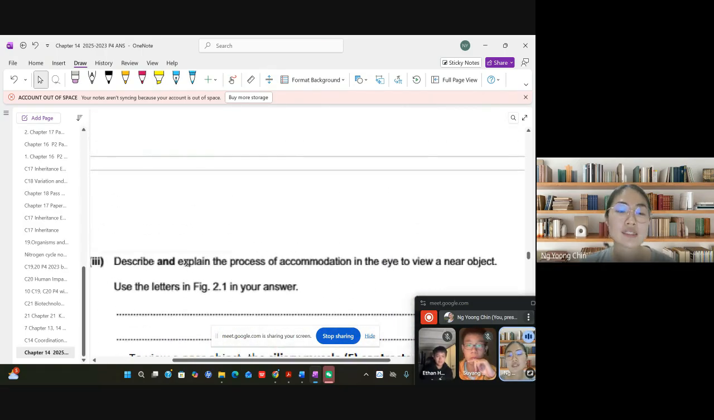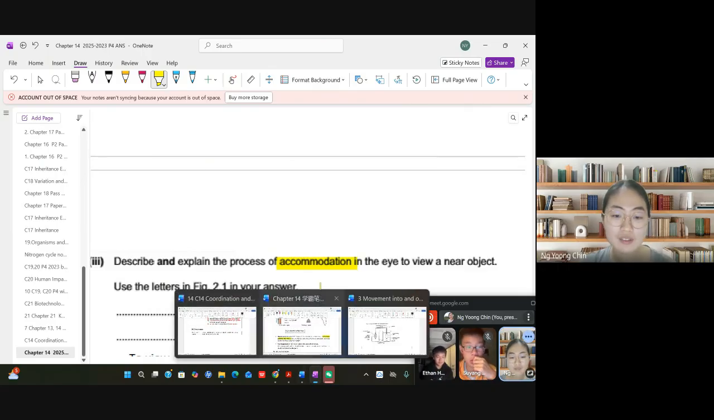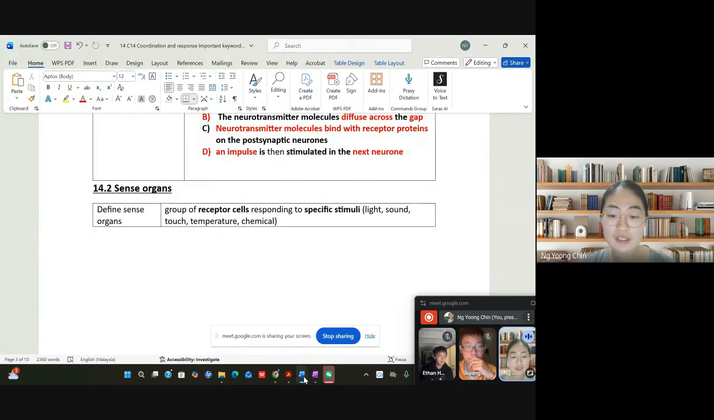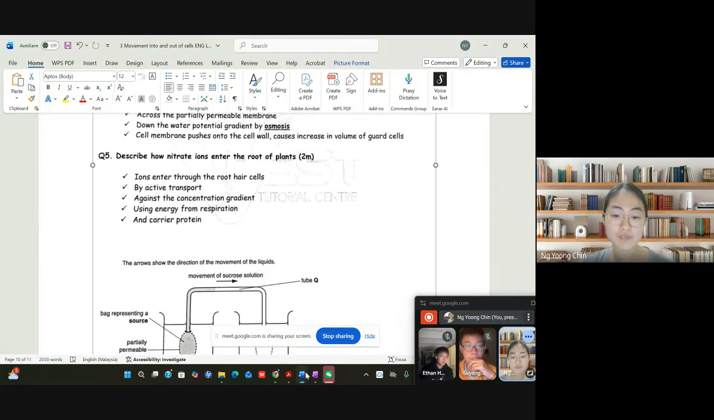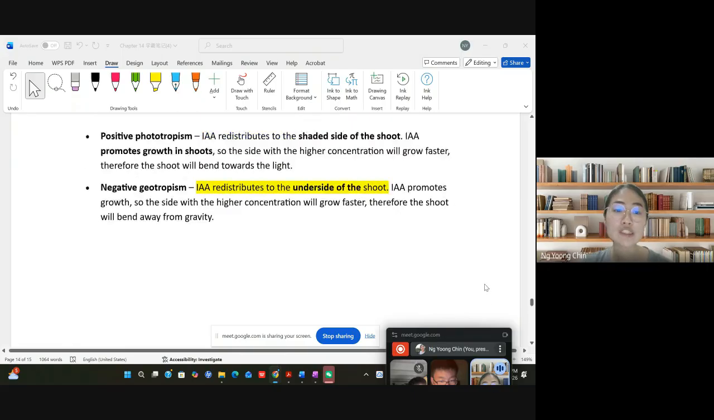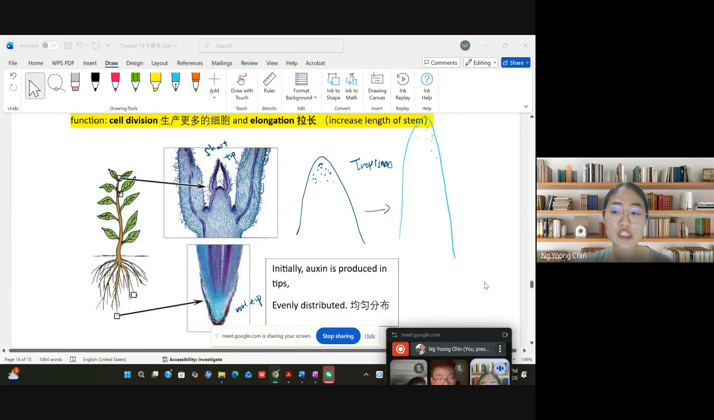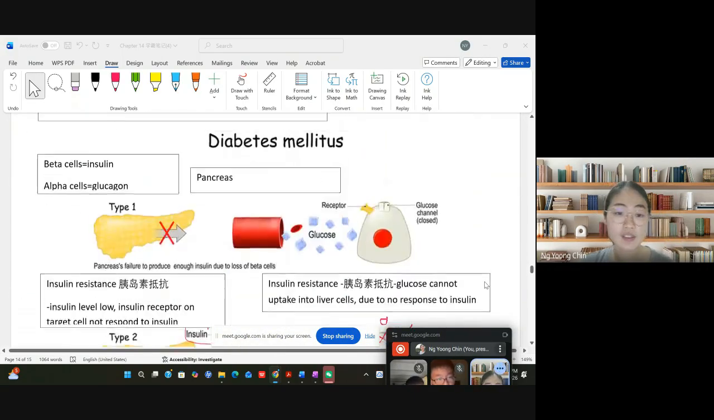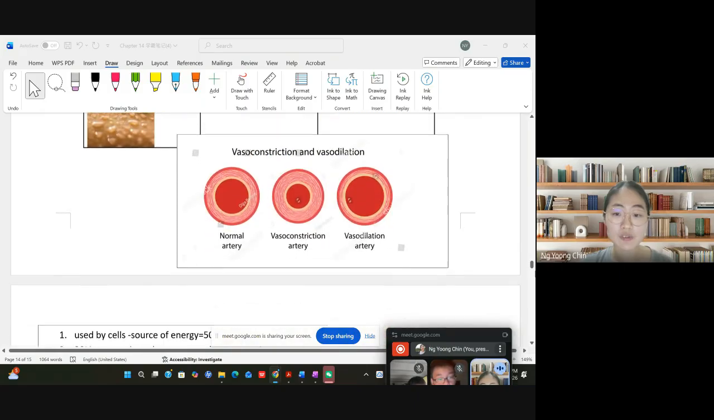Okay, for this one, describe and explain the process of accommodation in the eyes. So what's meant by accommodation? What's meant by this word? Accommodation. What's meant by the word accommodation? Accommodation refers to a change in the lens.